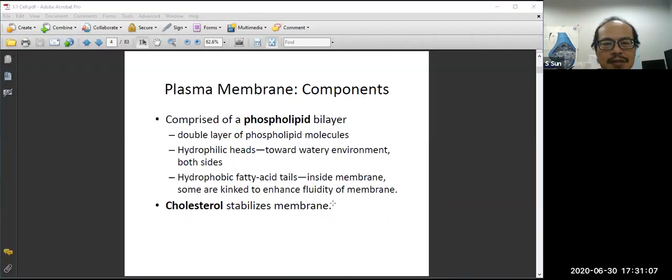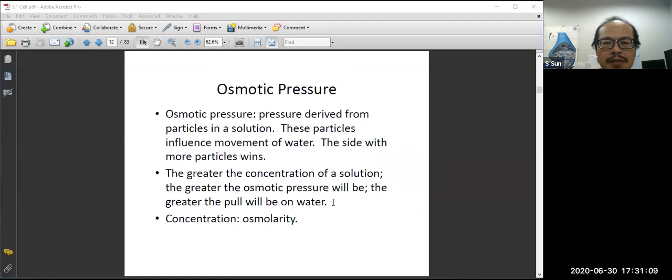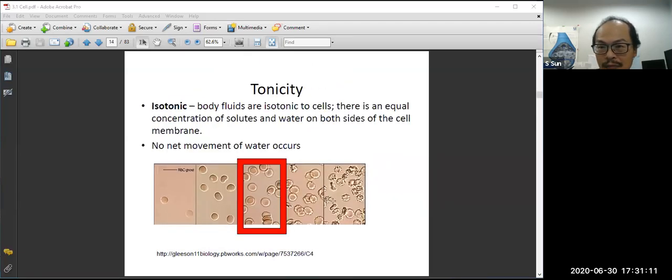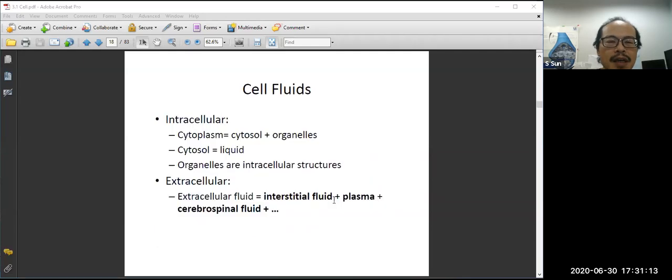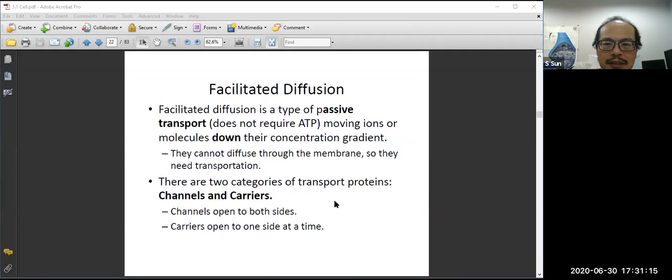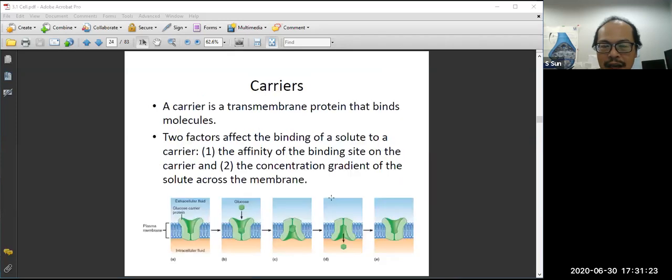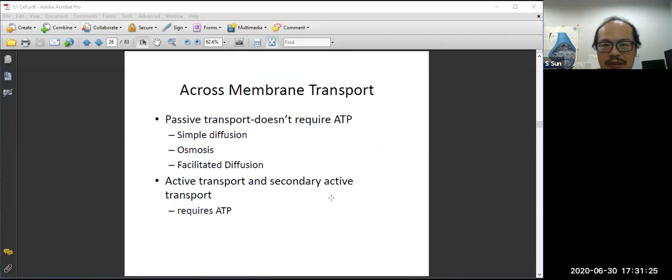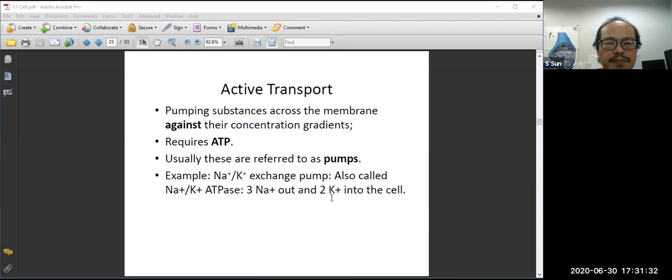Good. So we talk about these proteins on the membrane, and we talk about how this protein can provide the channel or carrier for facilitated diffusion. They can also provide active transport to move things from low concentration to high concentration. An example is the sodium potassium ATPase.